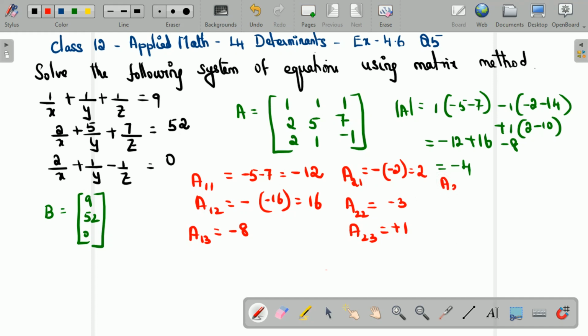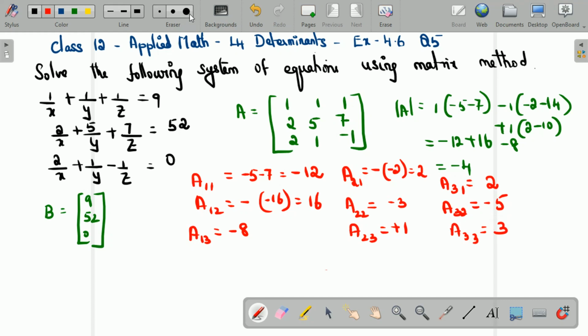Now let's compute A31 similarly. Eliminate the row and the column in which it is there. So it is 7 minus 5, which is 2. A32 is equal to, now this row and column is eliminated. 7 minus 2 is 5. However, there is a minus sign here. So minus 5. Now A33 is going to be plus of, now this row and column eliminated. So 5 minus 2, it is 3.